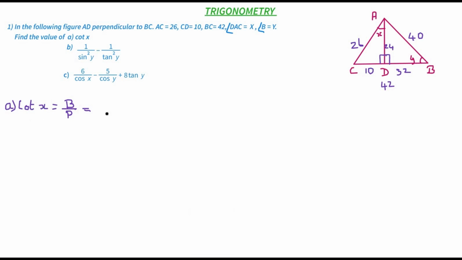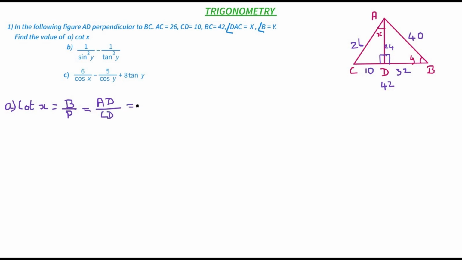Here the reference angle is x. So as you could see, the reference angle x is here. This is our reference angle. So which is our base? Right, the side which is nearby to this reference angle is our base. So here our base is AD, and which is our perpendicular? The opposite side is our perpendicular, which is CD. So here the base is AD and the perpendicular side is CD.